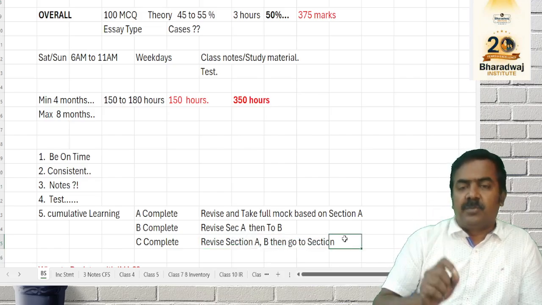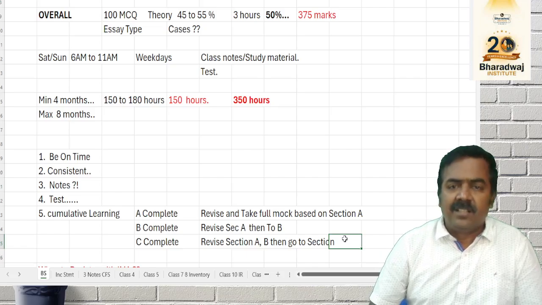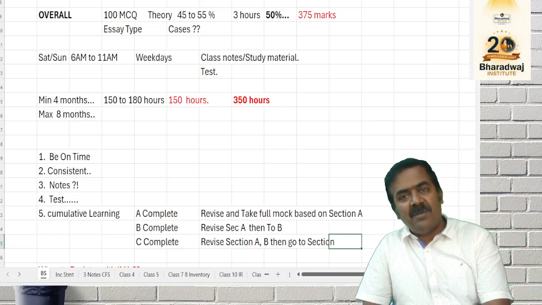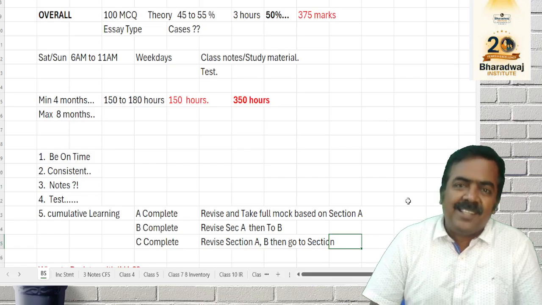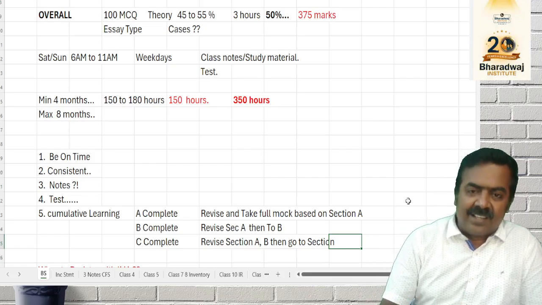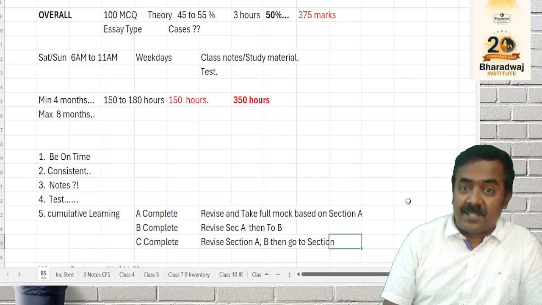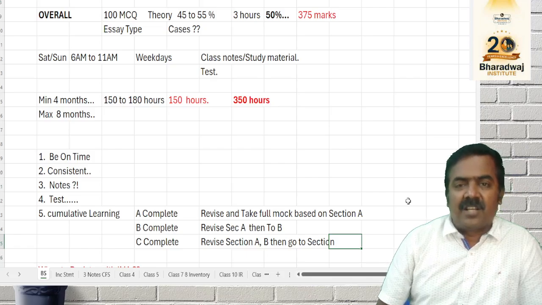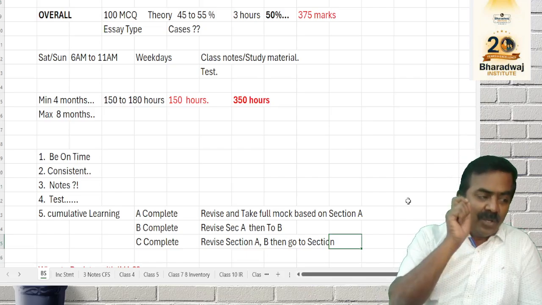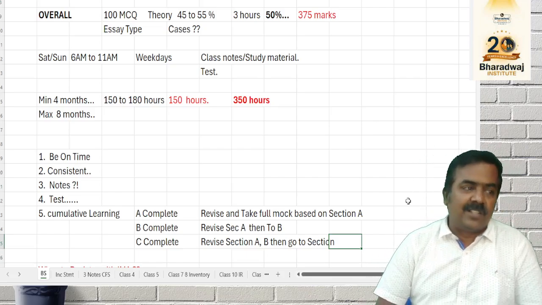Clear? Cumulative learning matters a lot, because one of the major problems faced by students is short-term memory loss. We attended the class in November. In December, we forget. We remember only section B or C. In January, sections A, B, C are gone. Section D only we remember. That way will not work out. Cumulative learning definitely matters a lot.